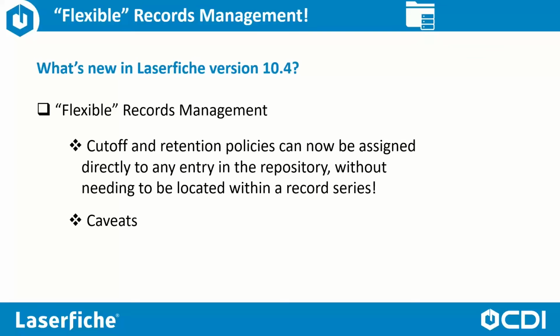Now, there is a potential where some environments, due to compliance needs, are required to keep records in a record series. You can disable flexible records management in the repository options in the admin console, so that it forces record series functionality and you can't do any additional flexible records management. That's really a nice feature for those who need it. You'll know because you've got that.